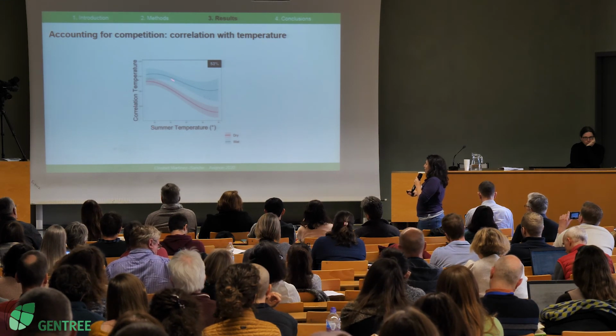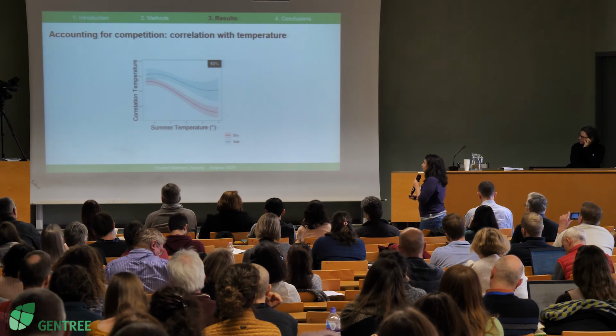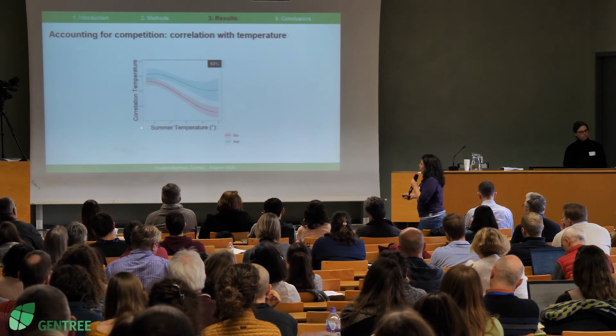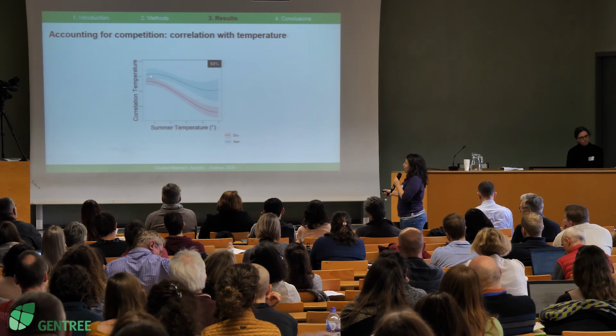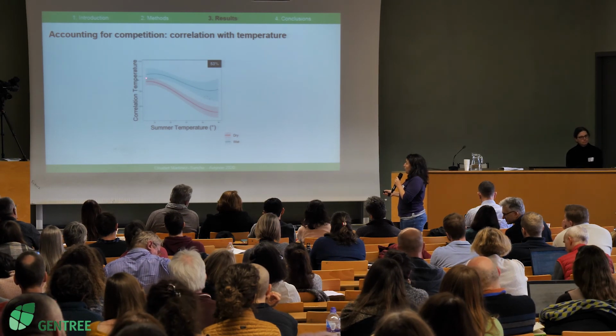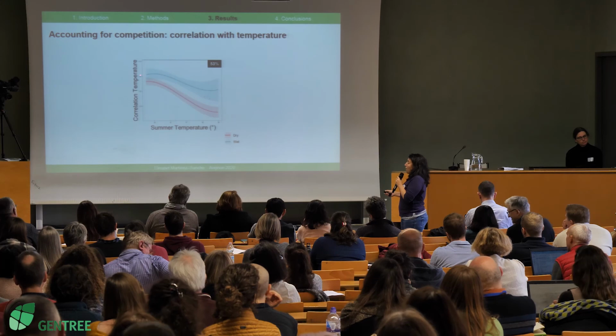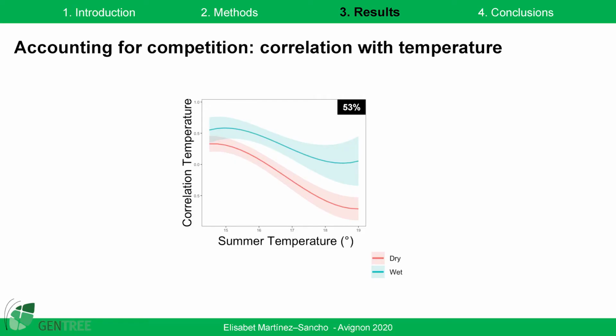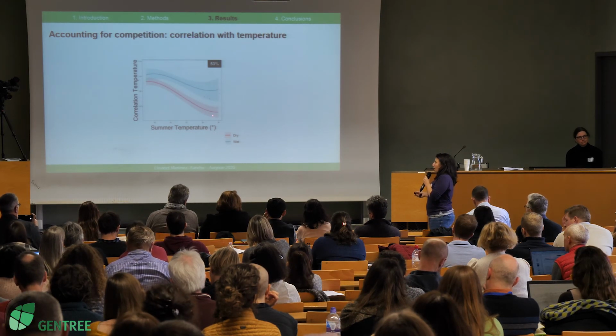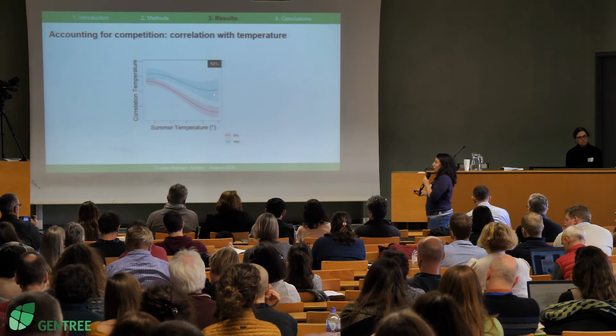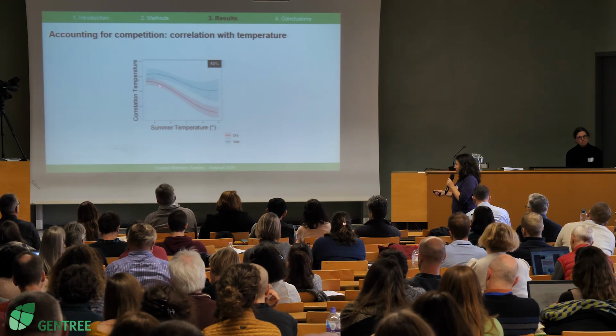And then we have two sides, one wet and one dry. In low summer temperatures, we see that the tree growth has a positive relationship with summer temperature, meaning that it's still fine, this temperature, they are still doing well. If we go to higher summer temperatures, we see that the dry side is suffering more than the wet side. This is also what we expected before.